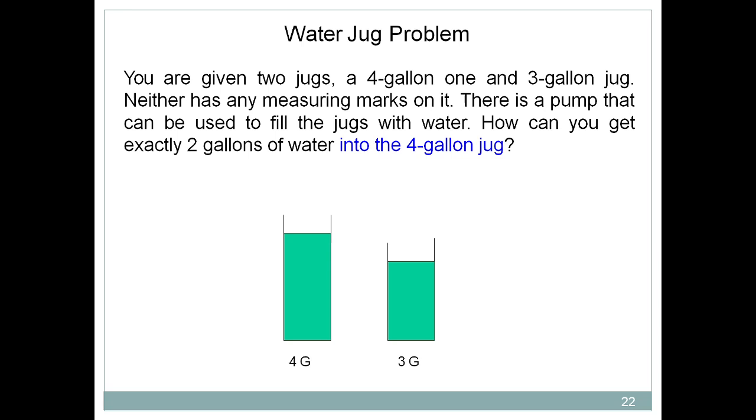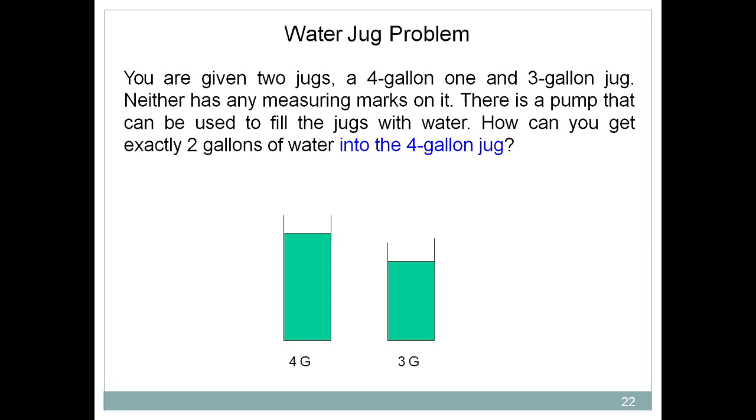Initial condition is that the 3 gallon jug already consists of 1 gallon of water. Such kind of initial condition may be there. That's why you need to read this problem very carefully, what is being given, and then you have to solve this kind of problem.